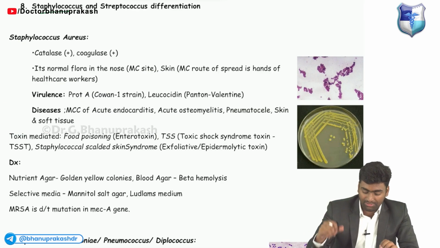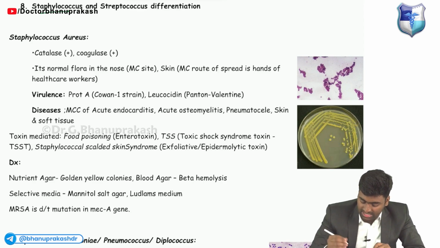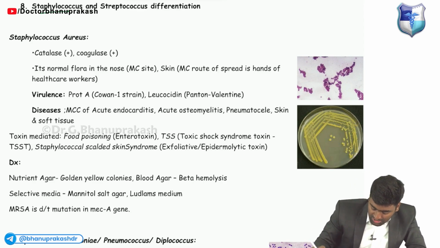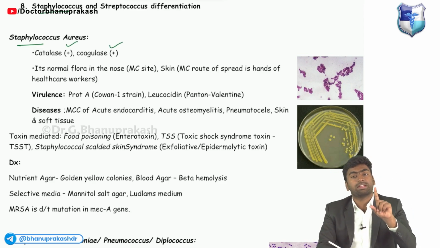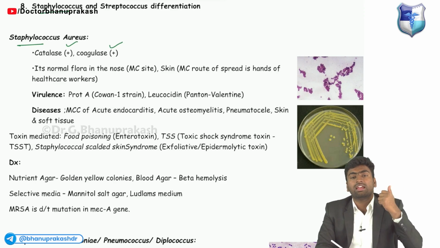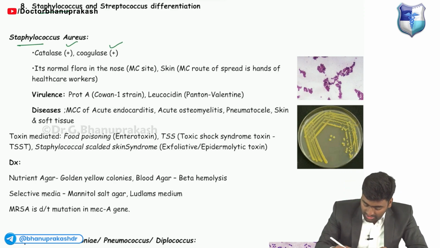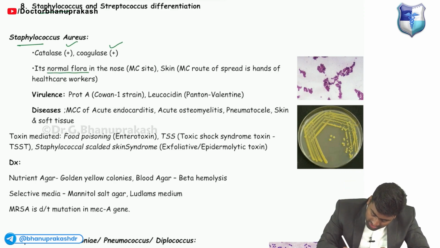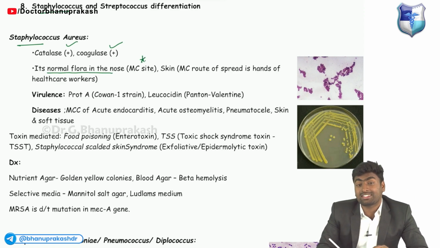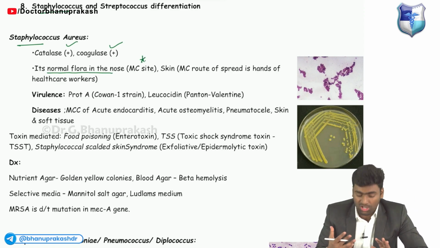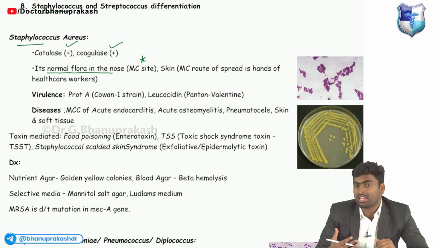Fine. We'll move ahead with the first part, which is Staphylococcus and Streptococcus. If we see Staphylococcus, it will be positive for both catalase and coagulase, and we know it is a normal flora in the nose. Okay, in the recent examination they asked which of the following is the normal flora. It is one of the Staphylococcus that they have asked.